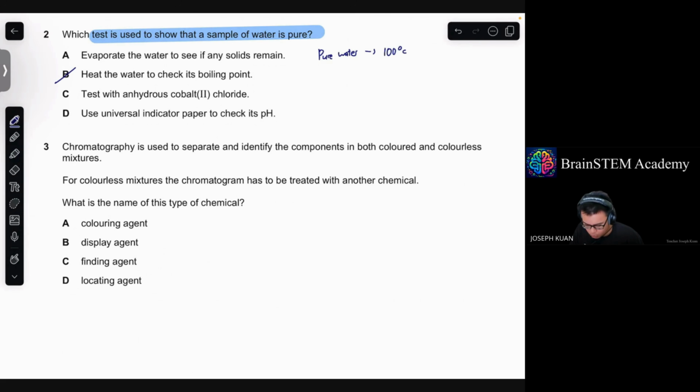Moving on to number 3, chromatography is used to separate and identify the components in both colored and colorless mixtures. For colorless mixtures, the chromatogram has to be treated with another chemical. What is the name of this type of chemical? In chromatography, we're essentially observing the substances moving across the chromatogram. So if, let's say, these substances are colorless, you will need a locating agent for that. So that will be D.